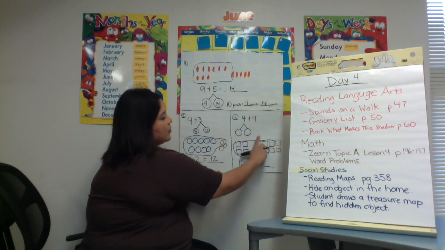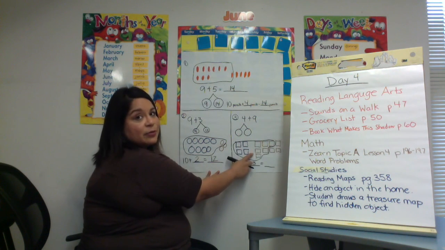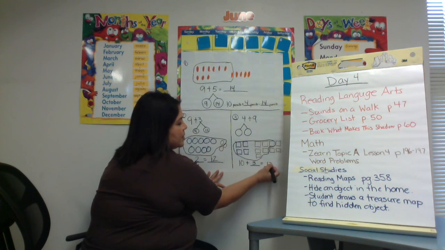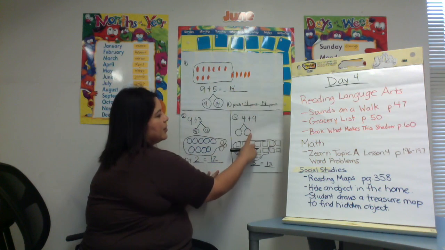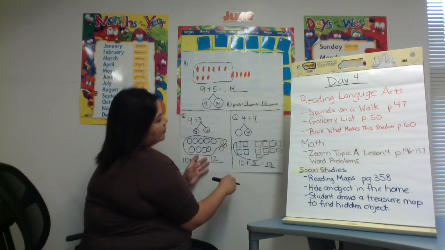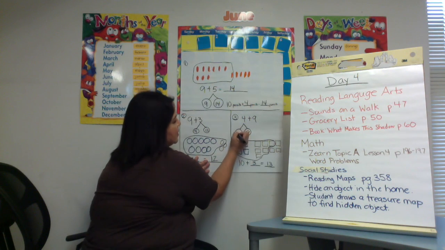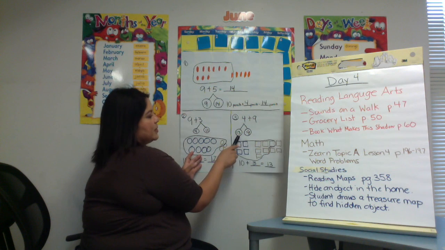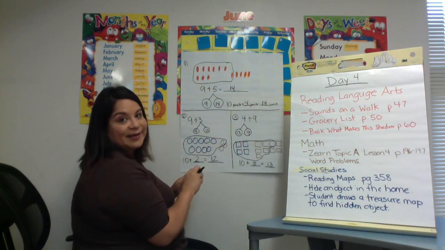Okay, so I know this is 10, so I'm going to continue counting from here. 10, 11, 12, 13. 10 plus 3 is 13. I'm going to go ahead and bring down my 9 here, and then I'm going to put my 13 here. So 9 plus 4 is 13. 13 take away 9 is 4. 13 take away 4 is 9. Okay?